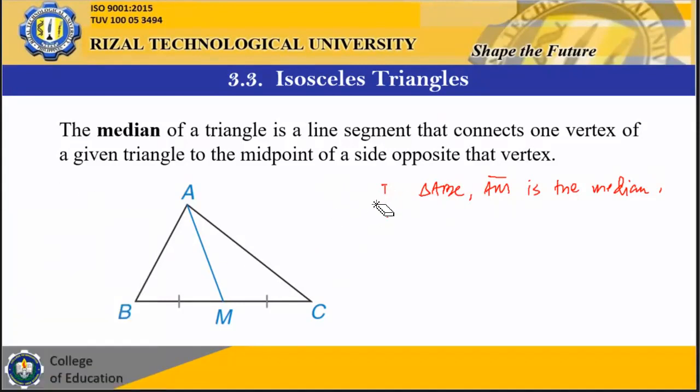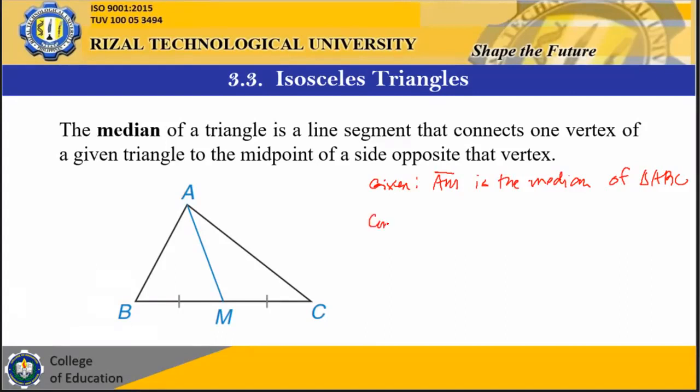Ayusin natin para sa proving. Ganun pa rin. Given: AM is the median of triangle ABC. So what can you conclude based on the definition? Ano bang ginagawa ni median daw? It passes through the midpoint of the side opposite the vertex. So, dumaan siya sa point M. So, ang ginagawa ng midpoint, it bisects the side into two congruent segments, di ba? So, we say that BM is congruent to segment MC. Okay? Reason, definition of median of a triangle.